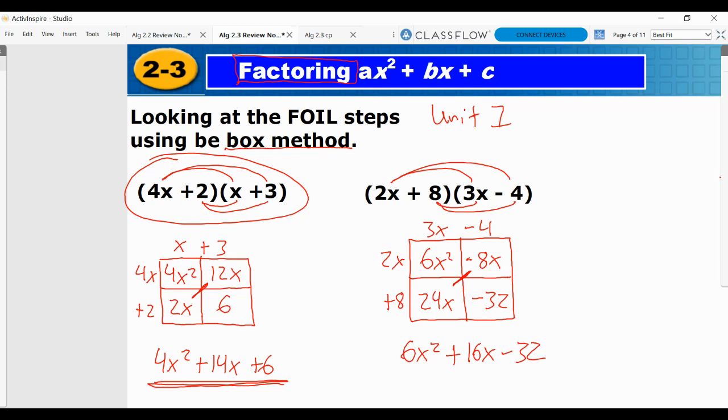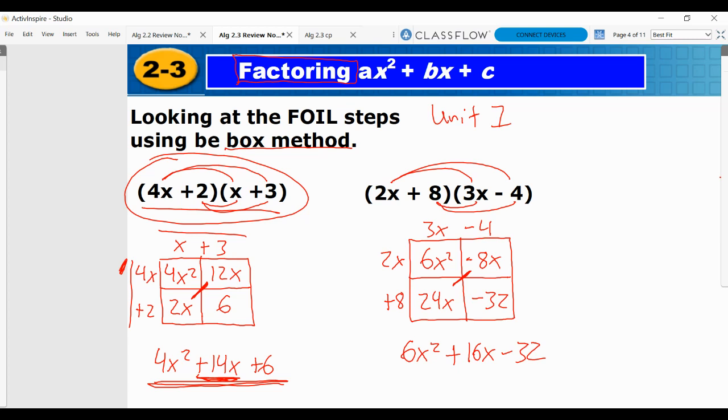If we take a look at our box method setup over here, we take this problem and write it off to the sides, and multiply everything together. Then we end up with our answers in these boxes. In the middle, we combine our like terms to get this plus 14x. So our answer would be 4x squared plus 14x plus 6. That's a review of what we did in Unit 1.